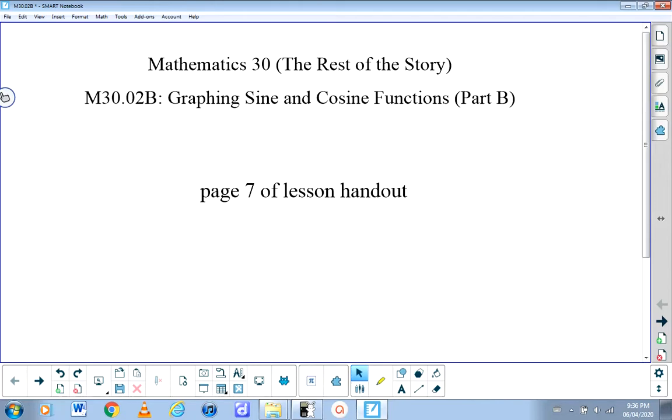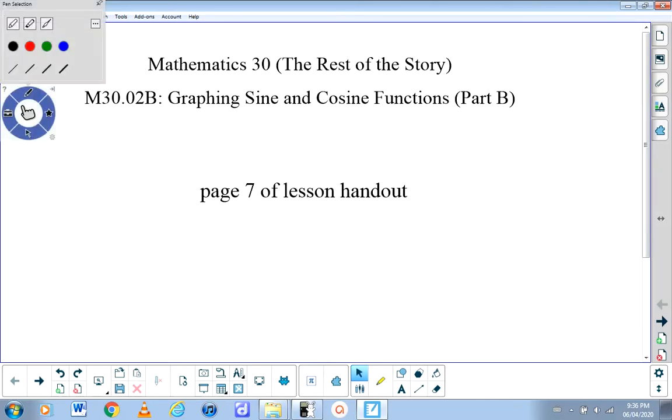What we're going to be covering today is lesson 30.02 part B. This is where we finish up with sine and cosine functions in terms of transformations. Yesterday what we looked at is graphing y equals sine of x and y equals cosine of x, but then more specifically we looked at the following transformations of those functions.